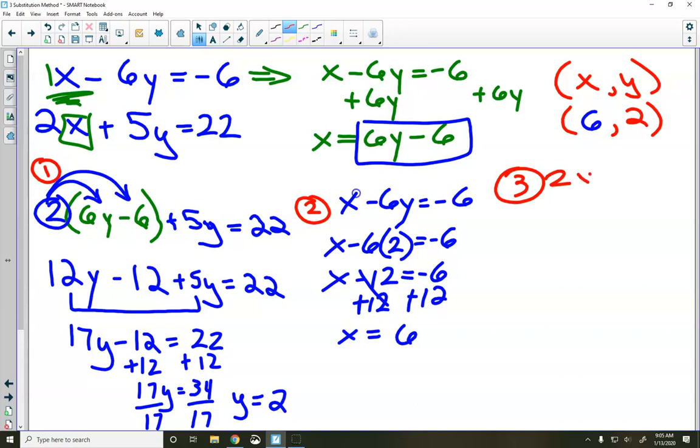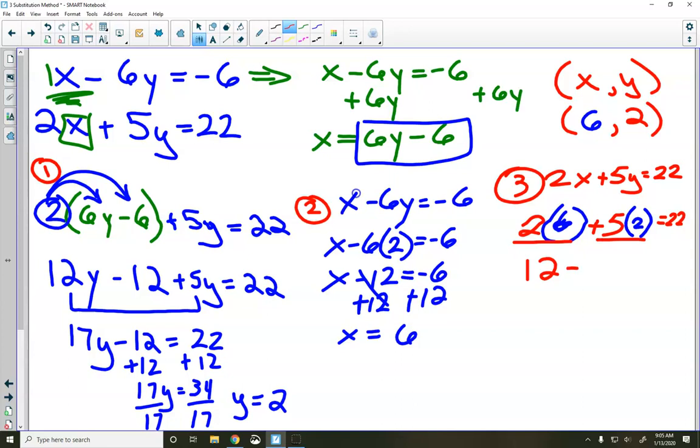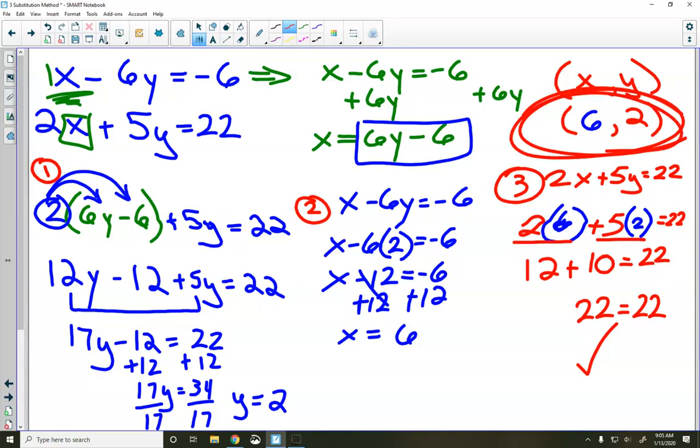So now we're using 2x plus 5y equals 22. So it's 2 times 6 plus 5 times 2, and that's going to equal 22 if we did this correctly. 2 times 6, 12. 5 times 2, 10. And 22 equals 22 is a true statement. Our answer is 6 comma 2.